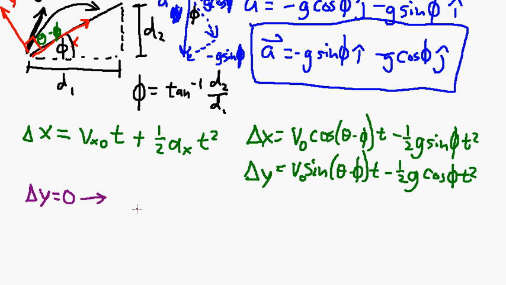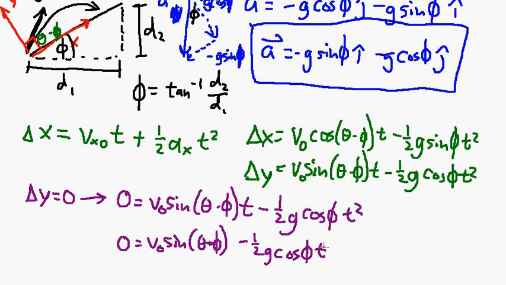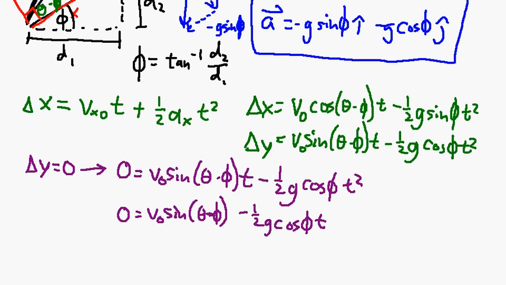So delta y equals 0 gives us 0 equals v naught sine theta minus phi times t minus 1/2 g cosine phi times t squared. And the beautiful part here is this is where we can cancel a t. So we get 0 equals v naught sine theta minus phi minus 1/2 g cosine phi t.